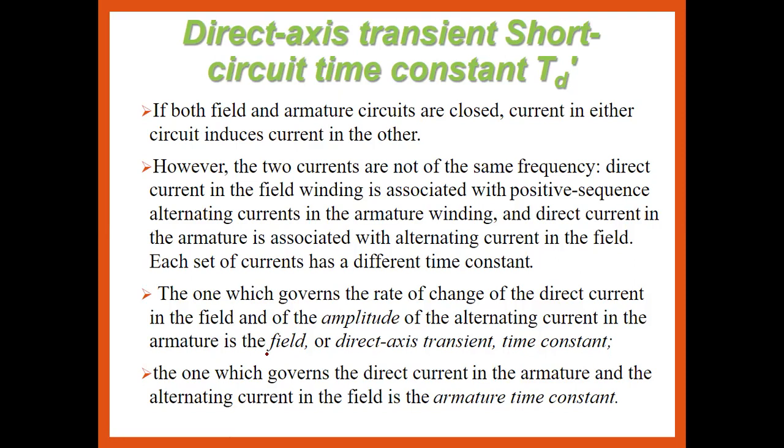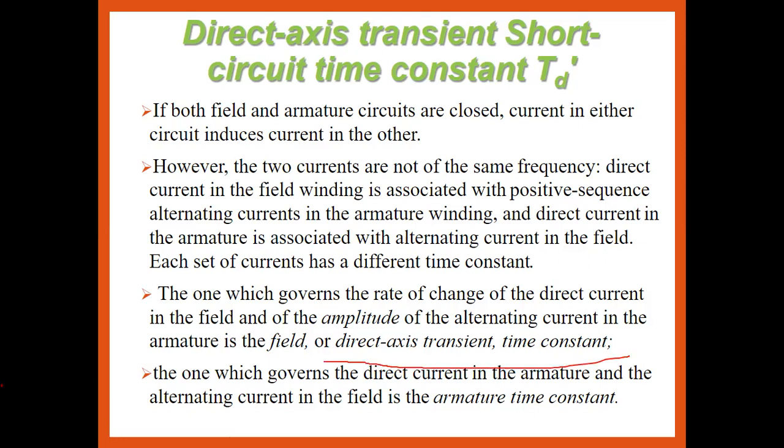Means the direct current in the field winding is associated with the positive sequence AC current in the armature, and the direct current in the armature is associated with the AC current in the field winding. So this phenomenon of different mutual inductance is there whenever the field and the armature circuits are short circuited, that is, closed. The one which governs the rate of change of direct current in the field and of the amplitude of the AC current in the armature is called the direct axis transient time constant.